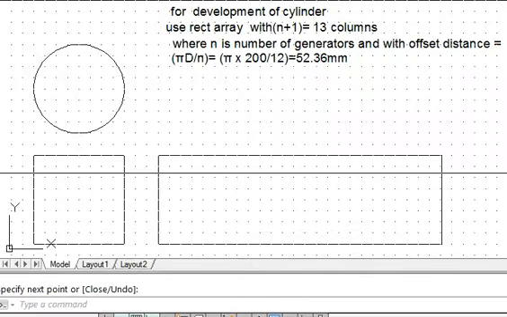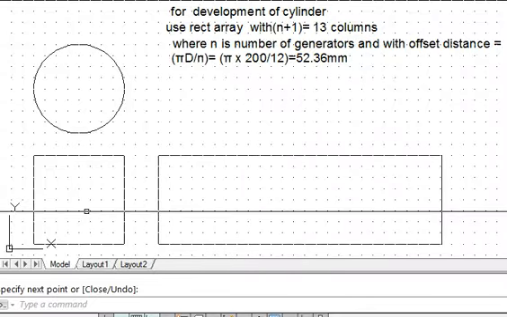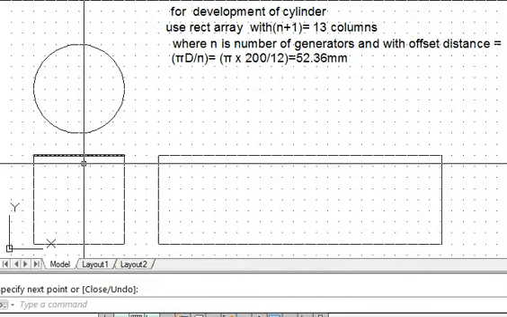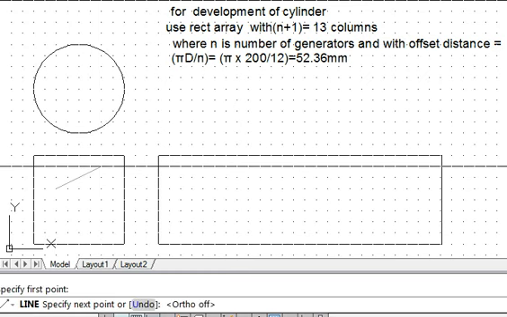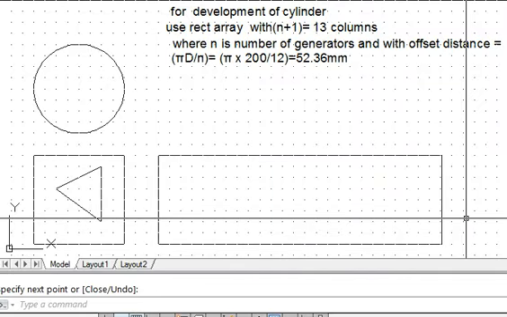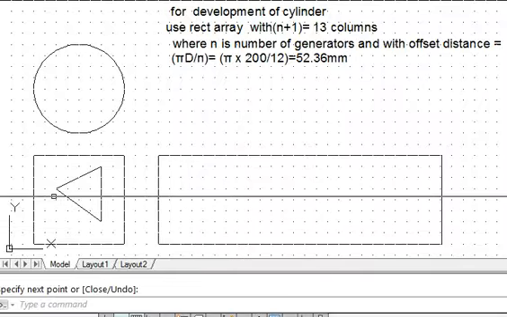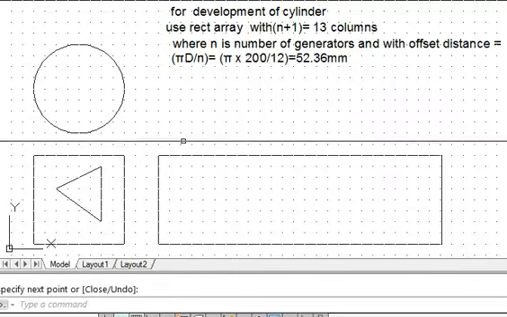But many a times we will need to transfer some profile also along with this development. If there is a profile on this cylinder, let us say I have some triangle here, and this is to be transferred onto the development, then I need some points. So to transfer those points, when the curves are involved, we need the concept of generators.